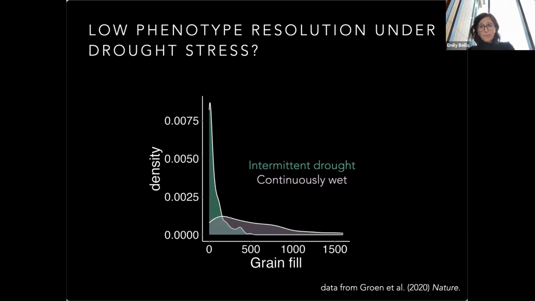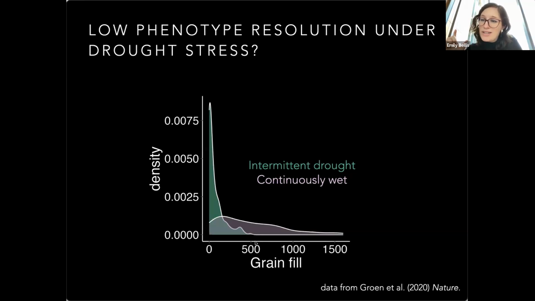What I really think could help us here, though, is higher resolution in the phenotypes that we're looking at. So this is summary data for the phenotype that we used for training. These, again, are data from the Gruen paper under wet and dry conditions. And you can see under drought, because of that strong selection, the values that we're looking at range really from 0 to 500 or so.